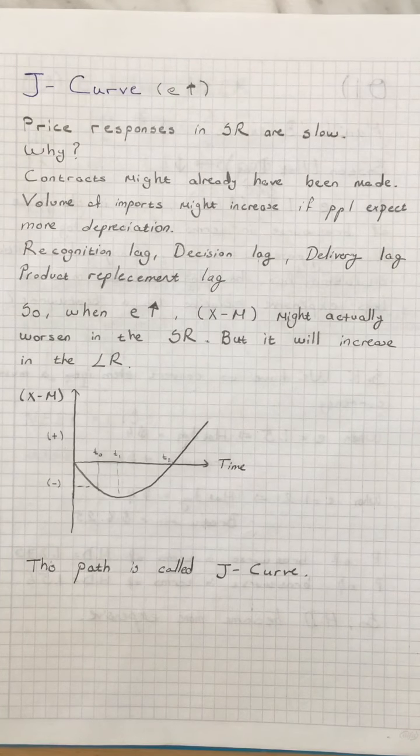Now let's quickly review the J-curve. The J-curve is about a case where our currency is depreciating. So let's consider that our only trade partner is the United States. So we just trade with the United States.